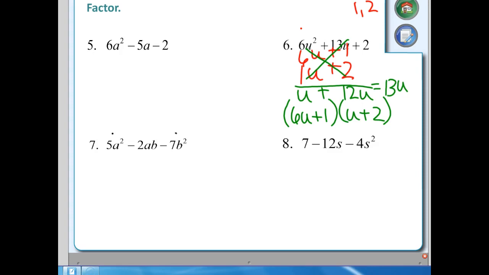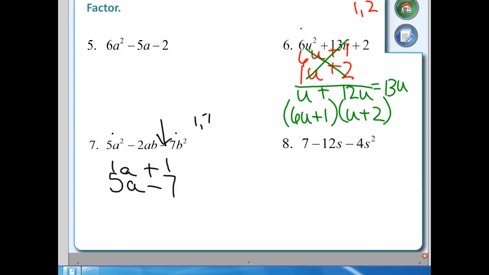So here we go. The only factors of 5 are 1 and 5. We're going to have to do a and a. Once again, that sign is minus. One needs to be plus and one needs to be minus. There's only one set of factors for 7, 1 and 7. Hopefully it's pretty obvious that I keep 7 on top. I need to put the 1 there.